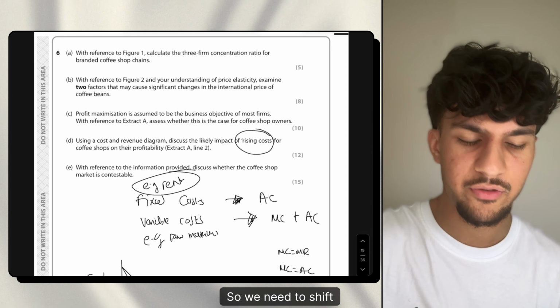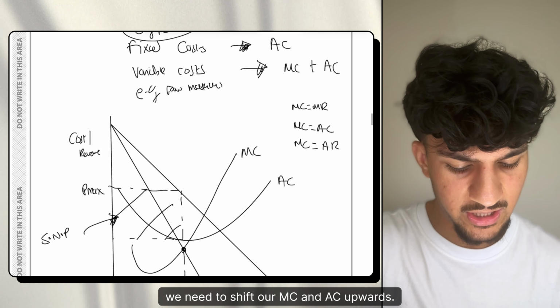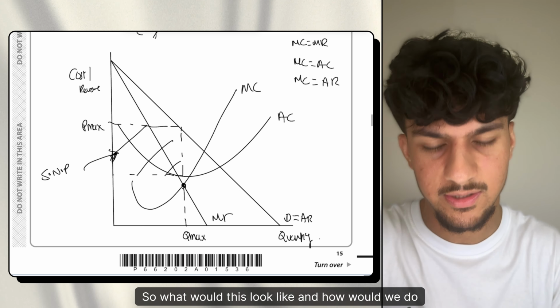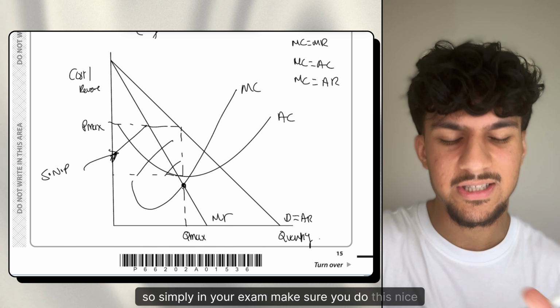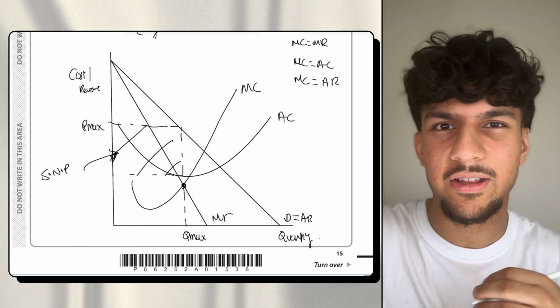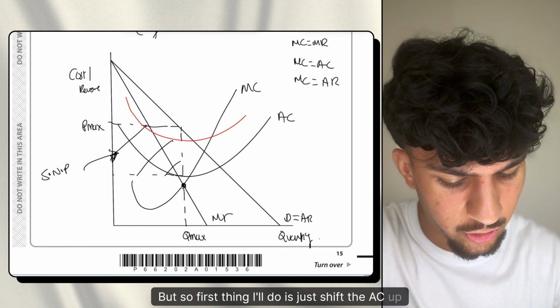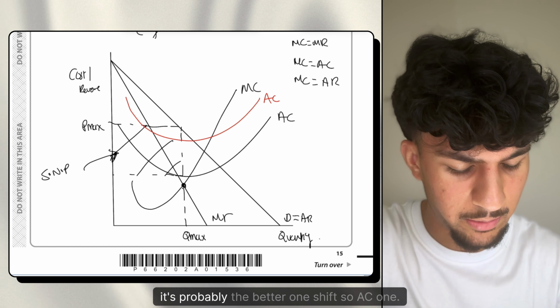So we need to shift our MC and AC upwards. So what would this look like, and how would we do this? Simply, in your exam, make sure you do this nice and big so it's clear to the examiner, and it will be messy, to be honest. But the first thing I would do is just shift the AC up, since it's probably the better one to shift.